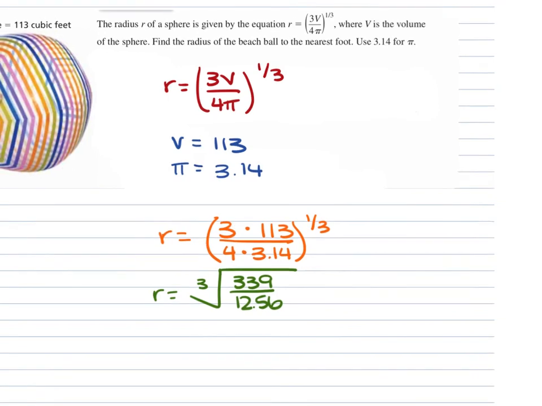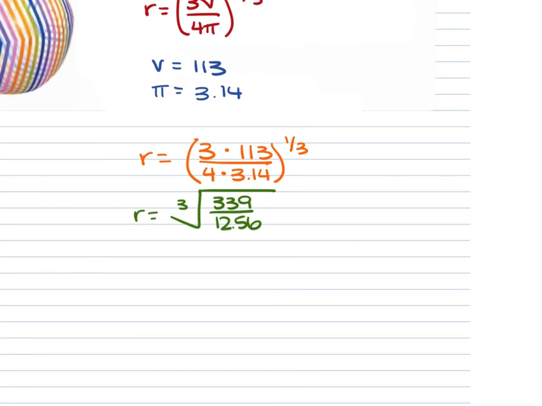You could leave it just like this if you cannot simplify it any further. That 339 you couldn't take the cube root of, so you, again, would just leave it like this. If I was requiring you to take a calculator and simplify it further, I would expect you to do that. However, that's not what I'm allowing you to do. So you would not go any further from this.